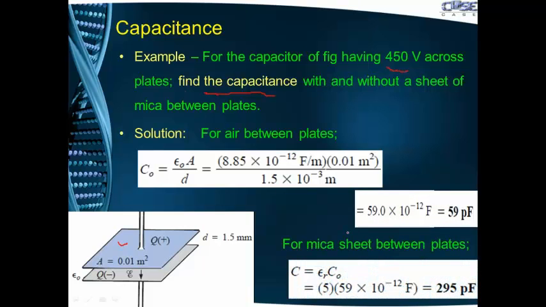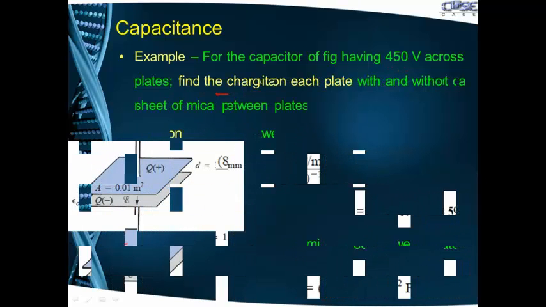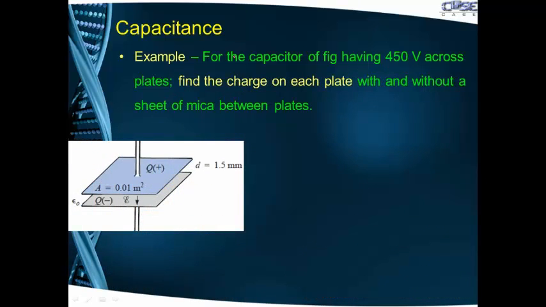Now with the mica inserted between the plates, what would be the value of capacitance? For mica you have relative permittivity of 5, so capacitance would be 5 times this value, so it is 295 picofarad.